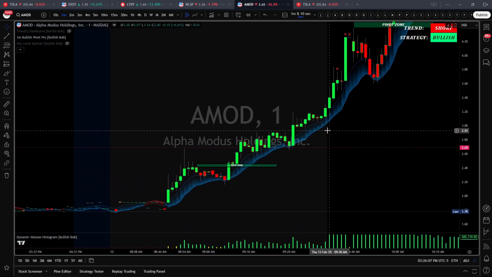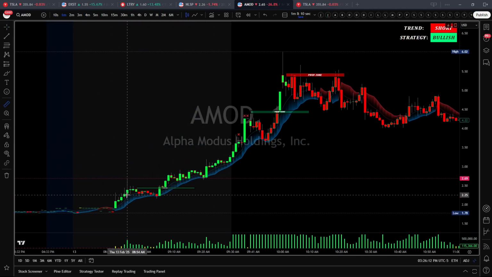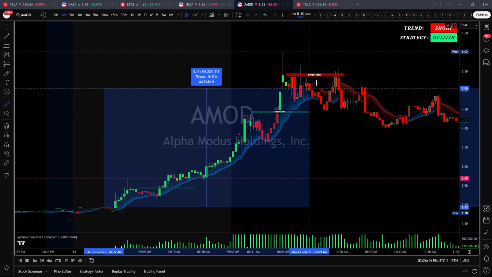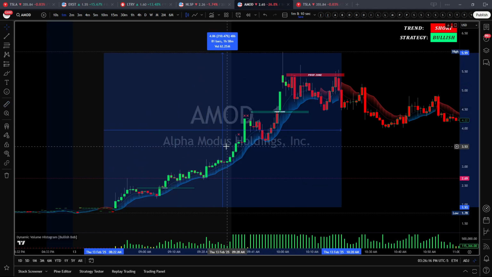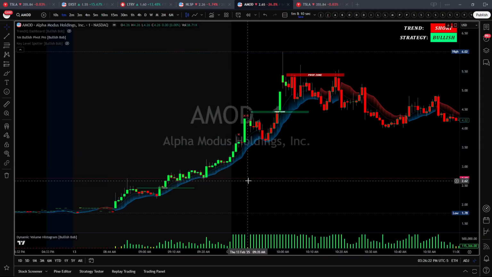So AMOD, this was the incredible move that we had the other day. If you measure out this move using the measuring tool here in TradingView, we're looking at 210%, right? And this is a matter of minutes. This is a 1 minute chart. So each one of these candles that you see here is representing 1 minute of price action.